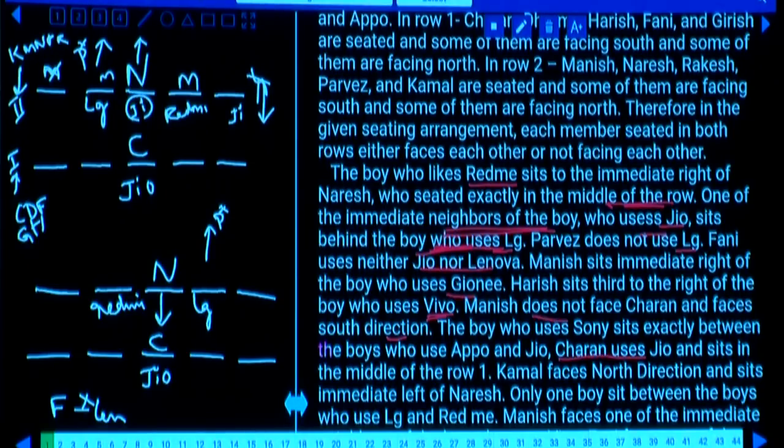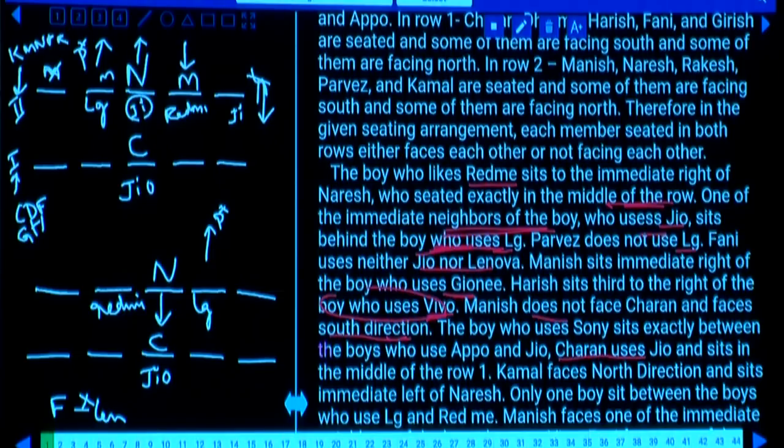Manish sits to the immediate right of the boy who uses Gionee, and Harish sits third to the right of the boy who uses Vivo, and Manish does not face Charan and faces south direction. As Manish faces south direction, this Manish is facing towards south, and Gionee can be here or here. And Manish does not face Charan and faces south direction.